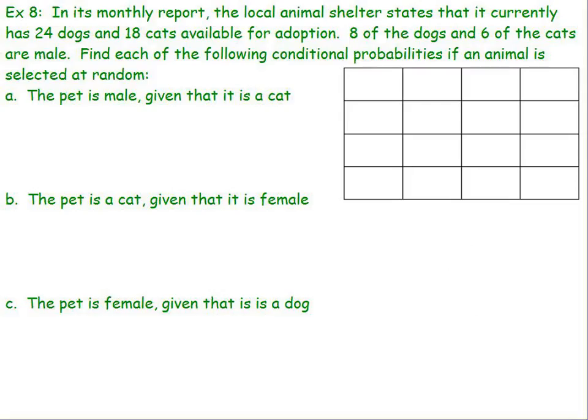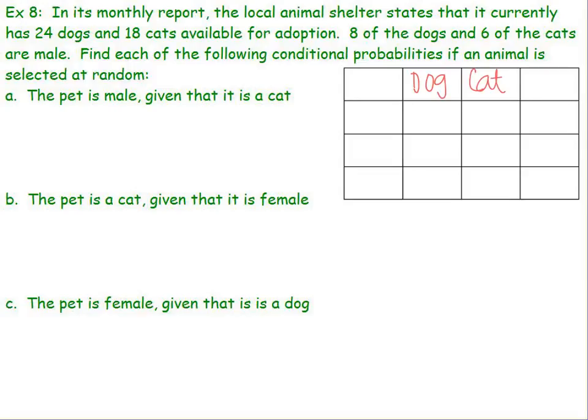In its monthly report, the local animal shelter states that it currently has 24 dogs and 18 cats available for adoption. 8 of the dogs and 6 of the cats are male. Find each of the following conditional probabilities if an animal is selected at random. Well, if you notice, I gave you a blank table. We actually have to fill that in. So if you look through what we just read, we heard something about dogs and cats, and then we also heard something about male, which means we also have females involved. So those are kind of my main topics. So I either have dogs or we have cats.